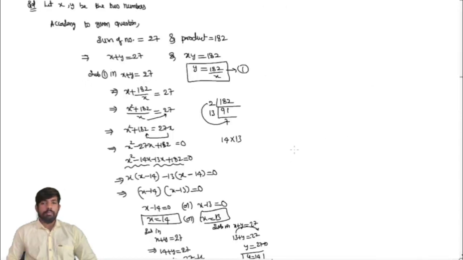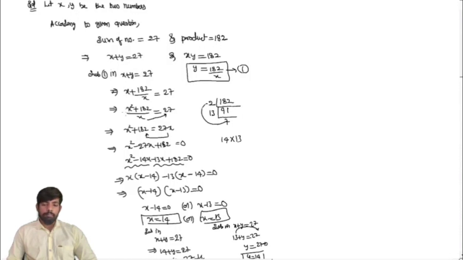Okay, this is the solution. Let x and y be the two numbers, and the sum is 27. The product is given, so according to that we framed and substituted in this, and we got the quadratic equation. From there, 182 can be split as 14 into 13. So 14 into 13 can be written as 14 plus 13 equals 27, the middle term. Hence we factorize the term, and we got 14 and 13. 14 and 13 are the two numbers, the required solution.